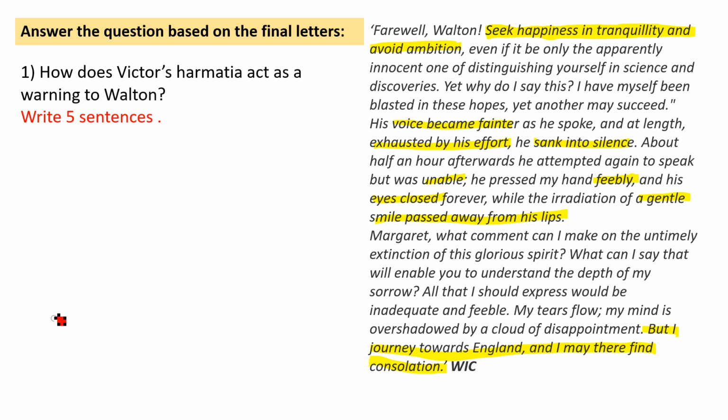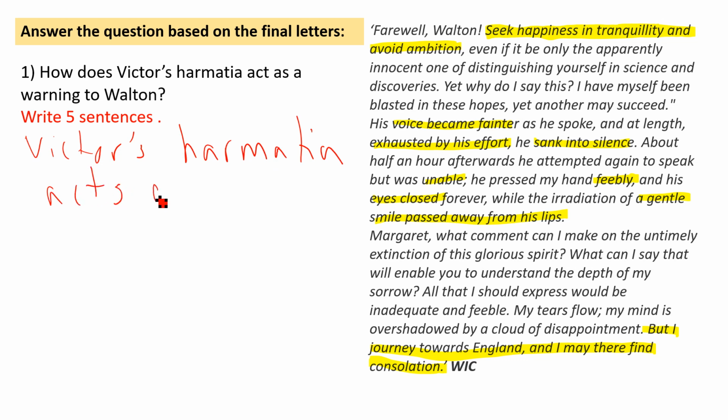So you want to start off by writing: Victor's hamartia acts as a warning to Wharton because.